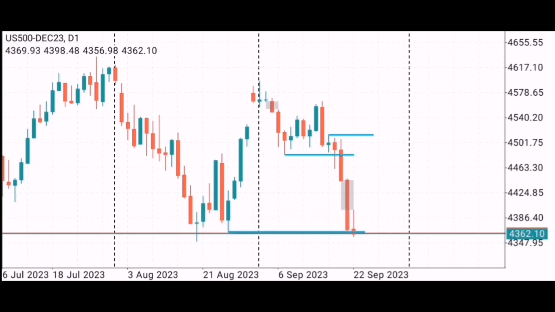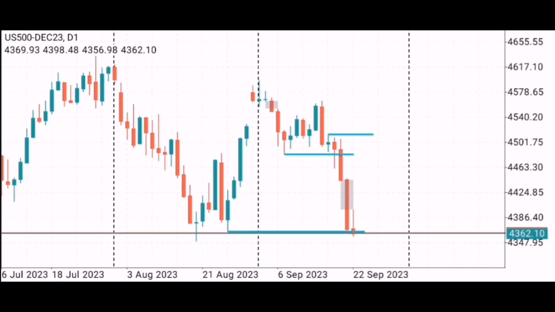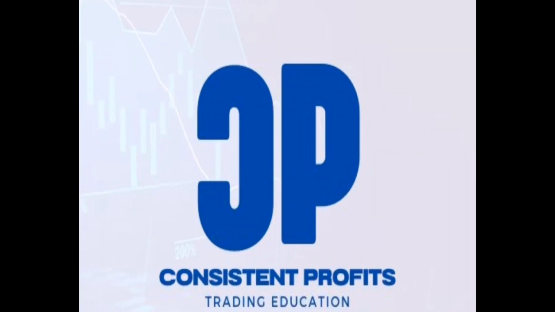This time around, we're doing a forecast on GBP USD, Euro USD, the Nasdaq, as well as the S&P. Without wasting time, let's have a look at these charts.